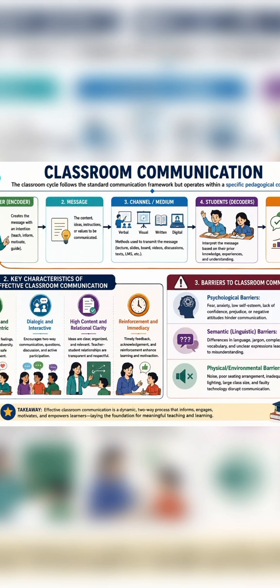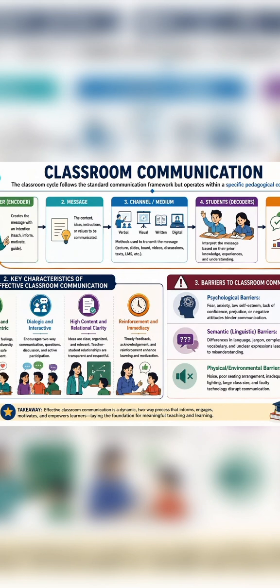Number third is physical or environmental barriers. These are external disruptors. Think of loud traffic outside a window, poor seating arrangement, terrible lighting, a massive overcrowded classroom, or glitchy technology during an online session.